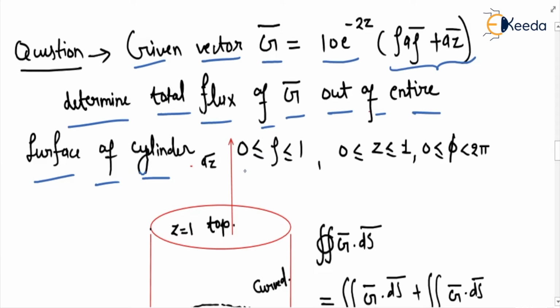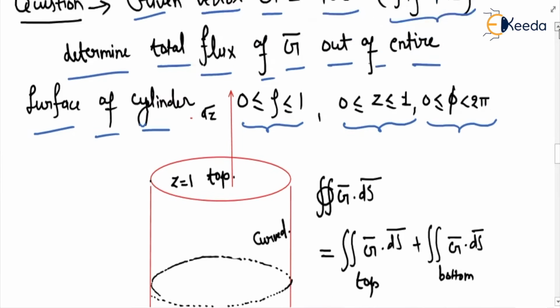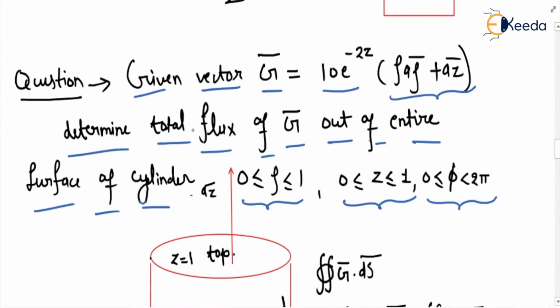and the cylinder is defined as: rho is varying from 0 to 1, z is varying from 0 to 1, and phi is varying from 0 to 2 pi. So for such a cylinder, height is varying from 0 to 1, radius is varying from 0 to 1, and the angle phi for the cylinder varies from 0 to 2 pi. So we have to calculate the total flux of this vector.